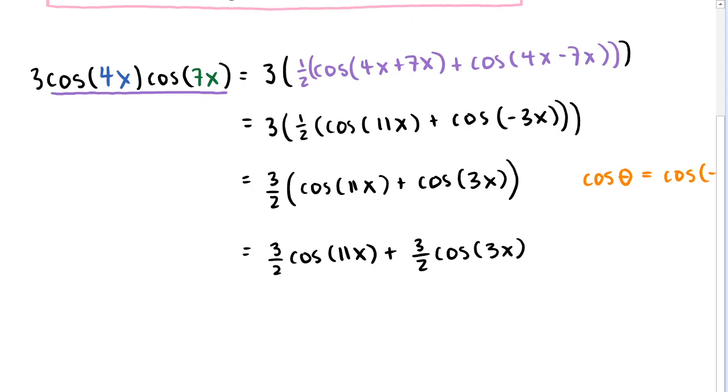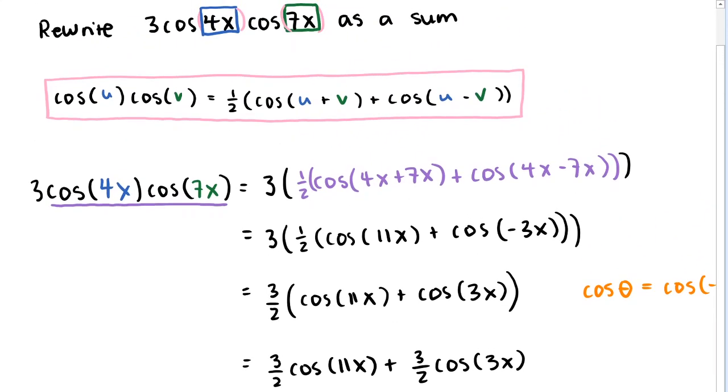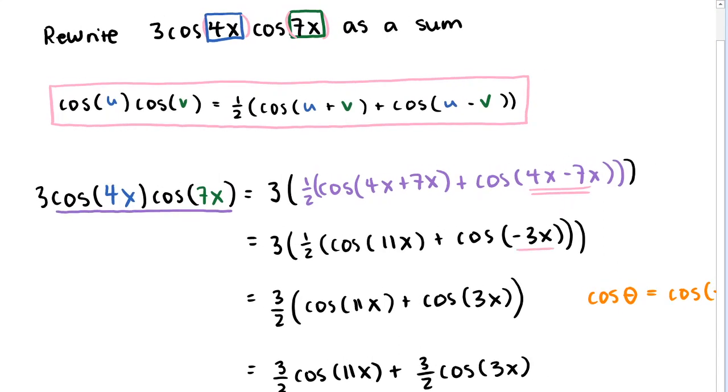And so one thing I'd just like to reiterate is that it didn't matter if we called u 4x or u 7x in this case, because the only difference that would give us would be whether or not we got a negative 3x here or a positive 3x here. And those are the same for our cosine function.